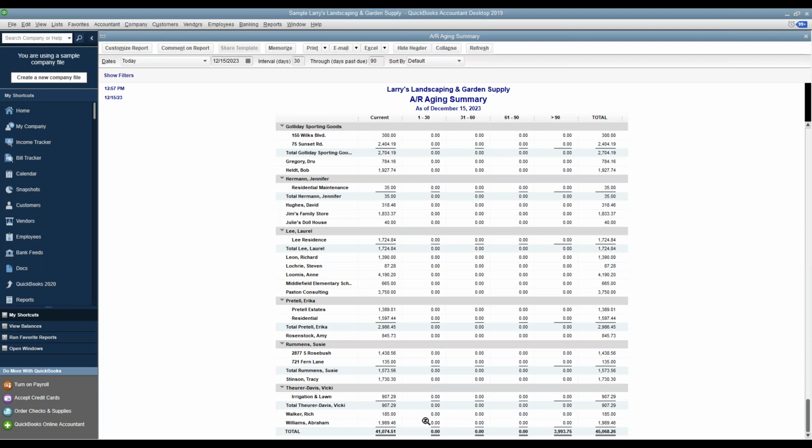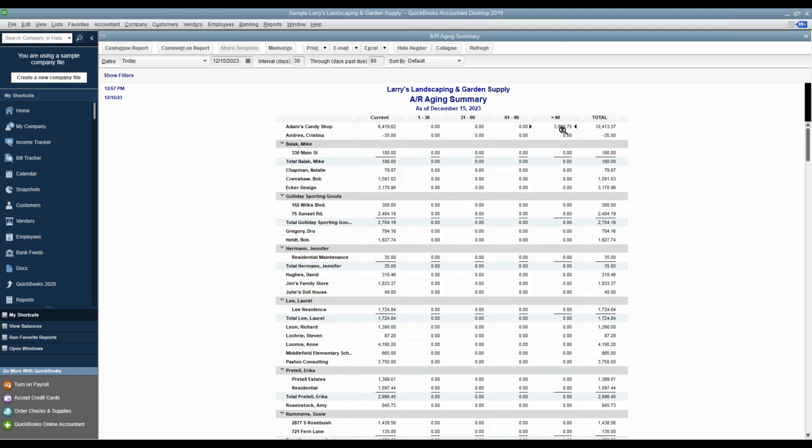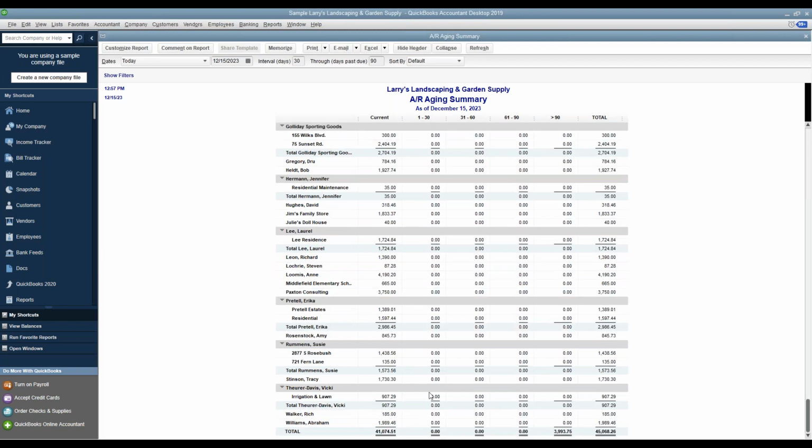So I think that's why it's an important report. And also you want to make sure you're collecting as soon as you can. Really old collections, like Adam's Candy Shop here, are not good for the business health, because you're floating the cash for them. The more current this stays, the better off you are. So that's that side of it.